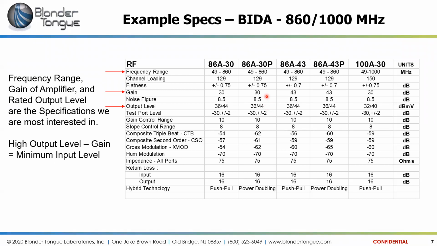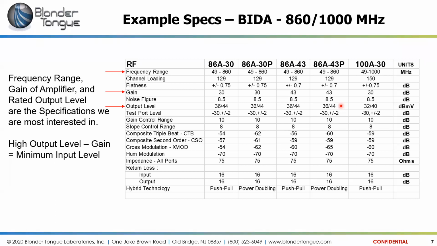So we see that we have a 30 dB gain amp with a rated output of 36 over 44, but we also have the 43 dB gain amps that has the same exact output, rated output 36 over 44. So that's telling me that they're looking for different inputs. If they're both rated, specified with the same output level, but they have different amounts of gain, then the only other difference is going to be the input to that amplifier, to those amplifiers.